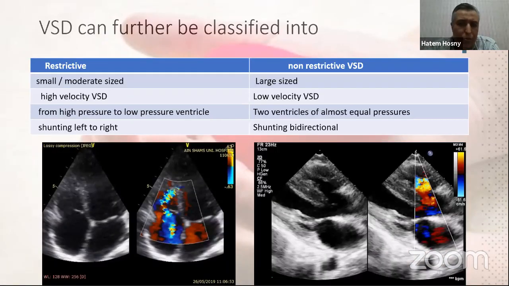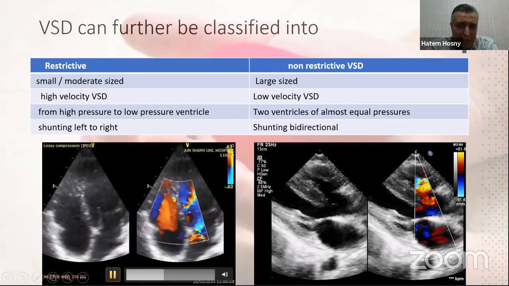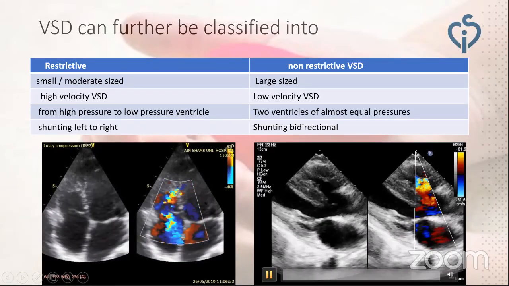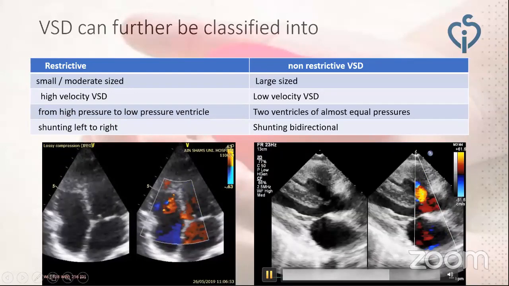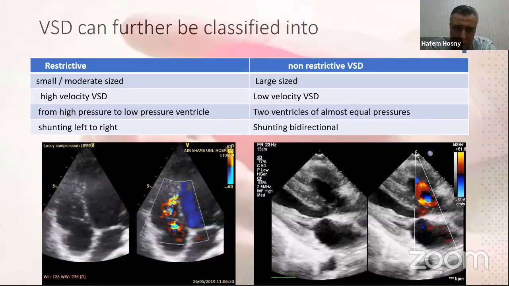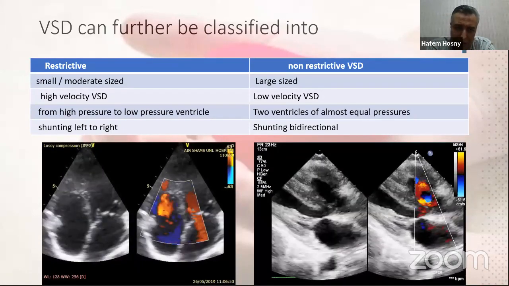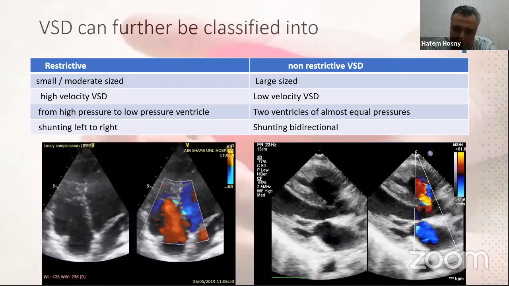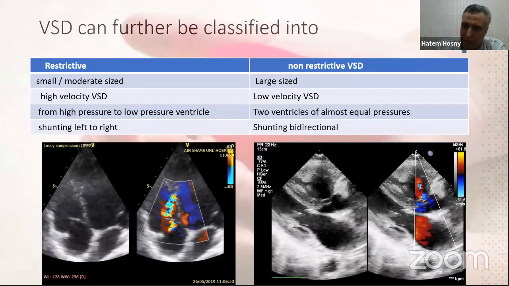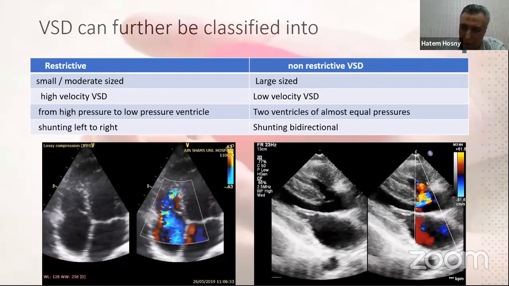Would you explain that for me? So you said the main difference between a restrictive and non-restrictive VSD is that in the restrictive VSD, there is a pressure drop. So the pressure of the right ventricle is less than the pressure in the left ventricle, while in the non-restrictive VSD, they are almost equal pressure.